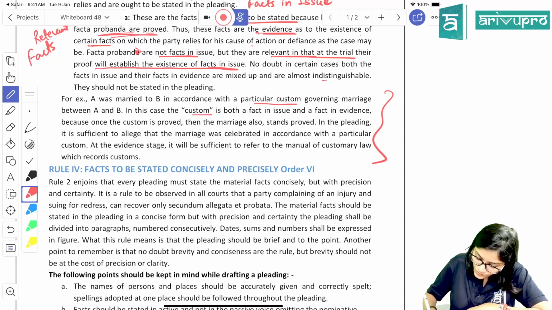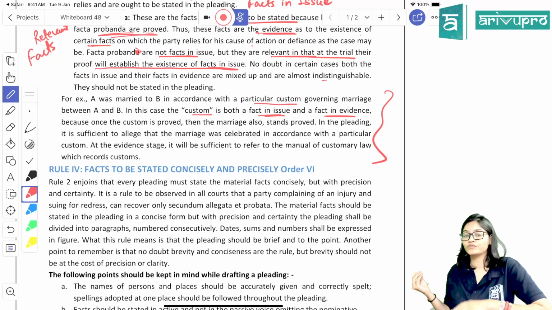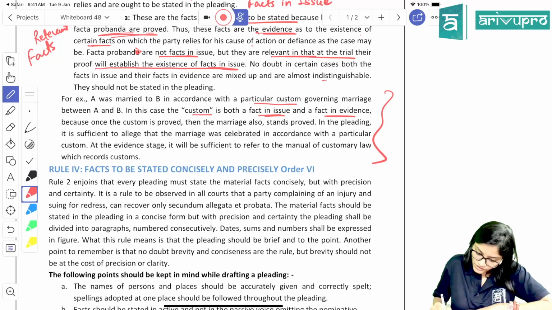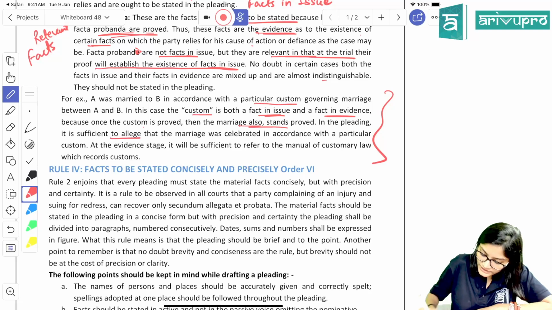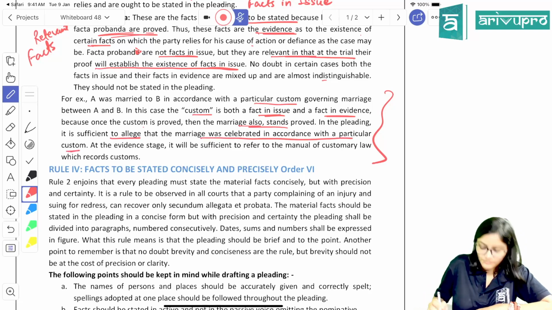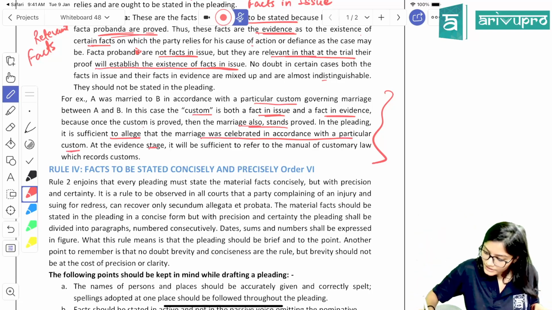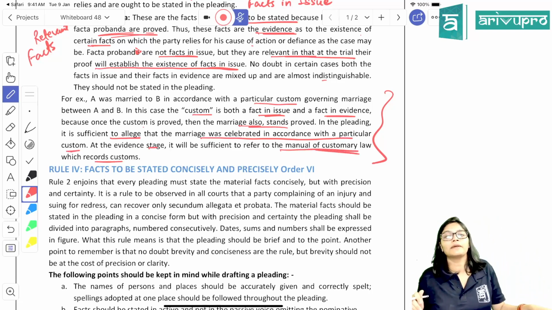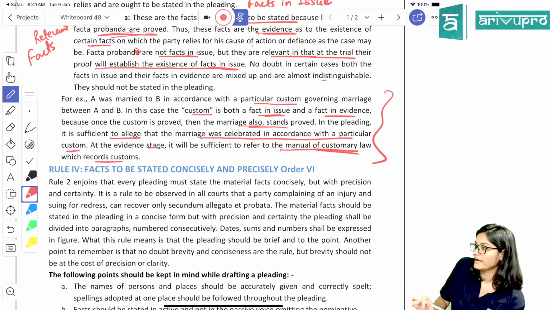In this case, the custom is both a fact in issue and a fact in evidence. Why? Because once this custom, the Jain custom, is proved, it will also be proved that yes, I am married. Correct? Because once the custom is proved, then the marriage also stands proved. In the pleading, it is sufficient to allege that the marriage was celebrated in accordance with a particular custom. I will write down that yes, the marriage happened according to the Jain custom. At the evidence stage, it will be sufficient to refer to the manual of customary law which records the custom. At the evidence stage, I will show the manual of the Jain customs. So that becomes the facta probenda and facta probentia. Done?